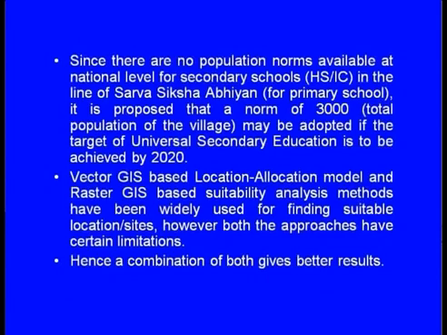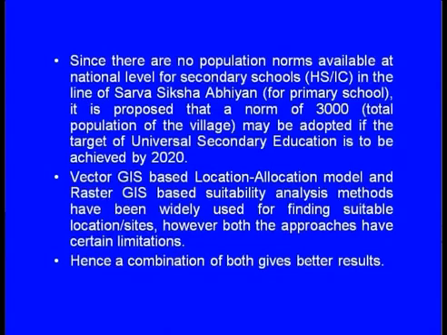So, what we can see is that we are able to cater to population norms at the national level for secondary school in line with the Sarva Shiksha Abhiyan, which proposes that the norm of 3000, that is the total population of a village, may be adopted if the target of universal secondary education is to be achieved by 2020.